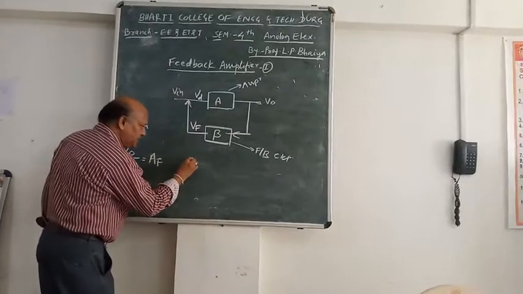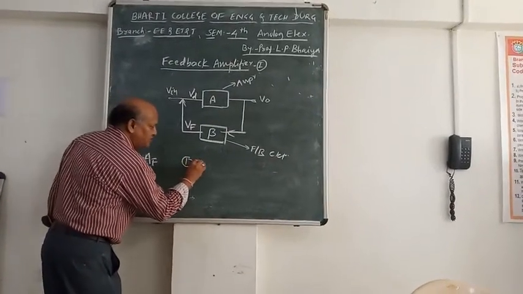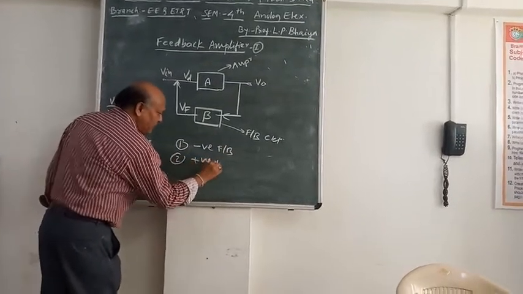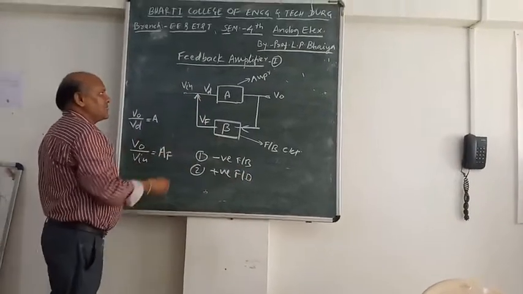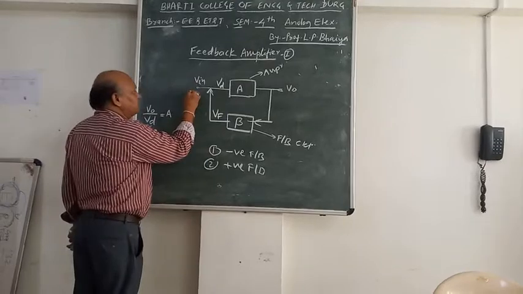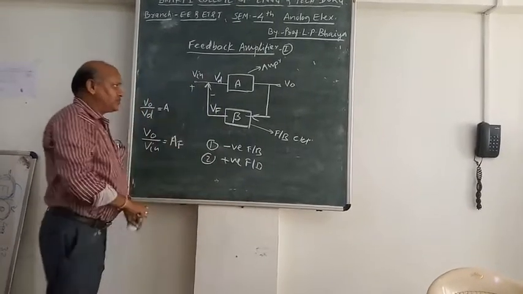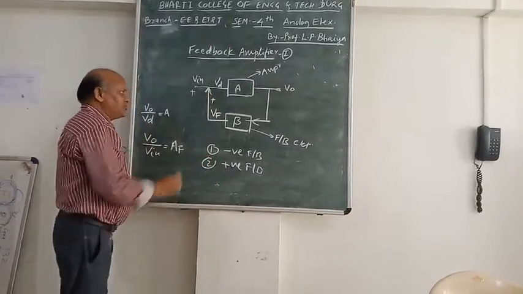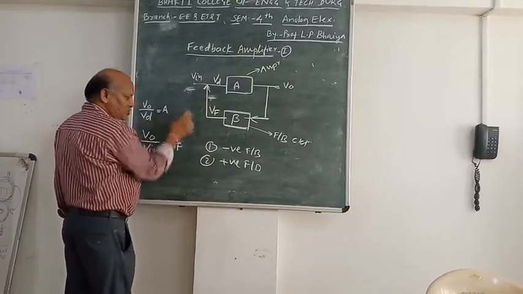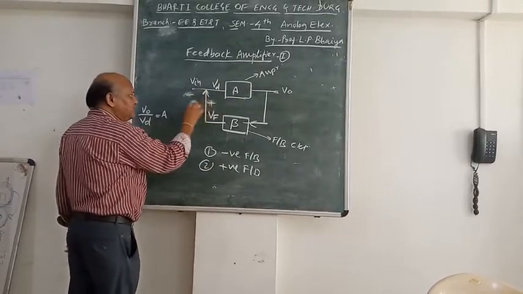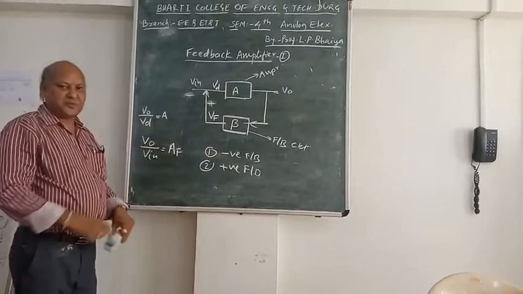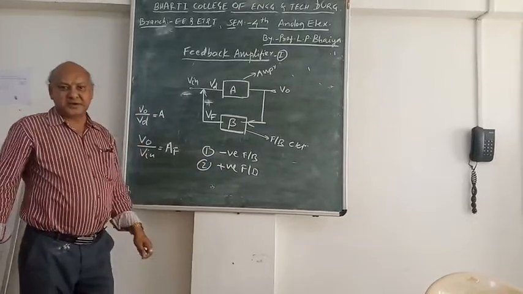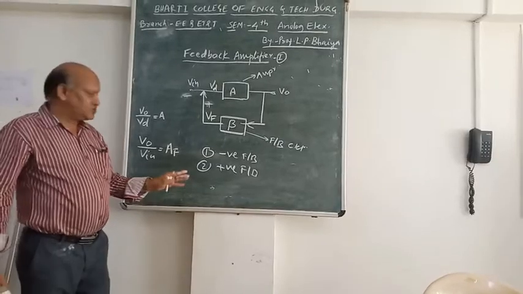Now there are two types of feedback: one is negative feedback and another is positive feedback. What is negative feedback? If V in is positive, then the feedback voltage is negative. This is called negative feedback. If both are positive, then this is called positive feedback. Or if both are negative, this is also called positive feedback. If one of them is negative and another is positive, this is called negative feedback. So either negative feedback or positive feedback, right? Have you got it, dear students?